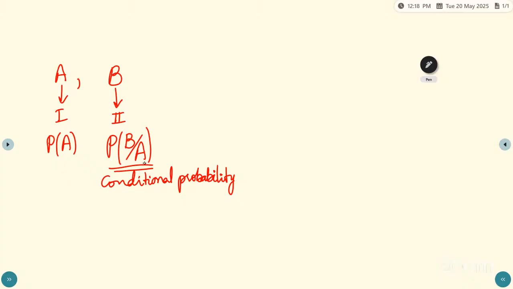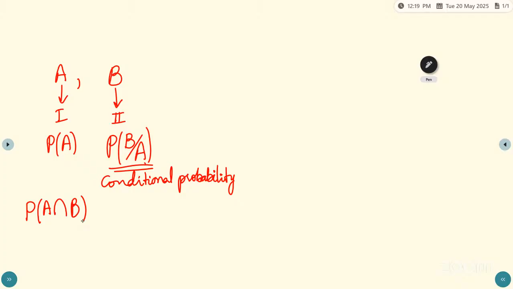Now in this case, write down, in this case, the probability of happening both A and B.